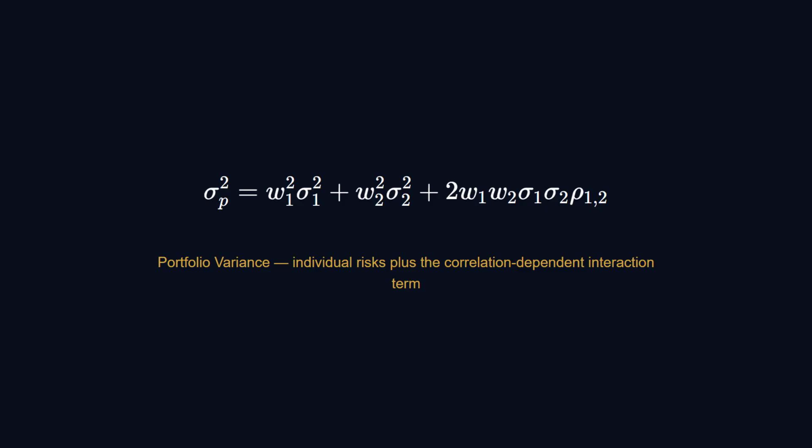When rho equals +1, correlation is perfect, and the portfolio standard deviation is simply the weighted average of the individual standard deviations. No diversification benefit. When rho is less than +1, the portfolio standard deviation is less than the weighted average. This reduction is the diversification benefit. When rho equals -1, you can theoretically create a zero-risk portfolio by choosing the right weights. This is the maximum diversification possible. This formula is the mathematical proof that diversification works.